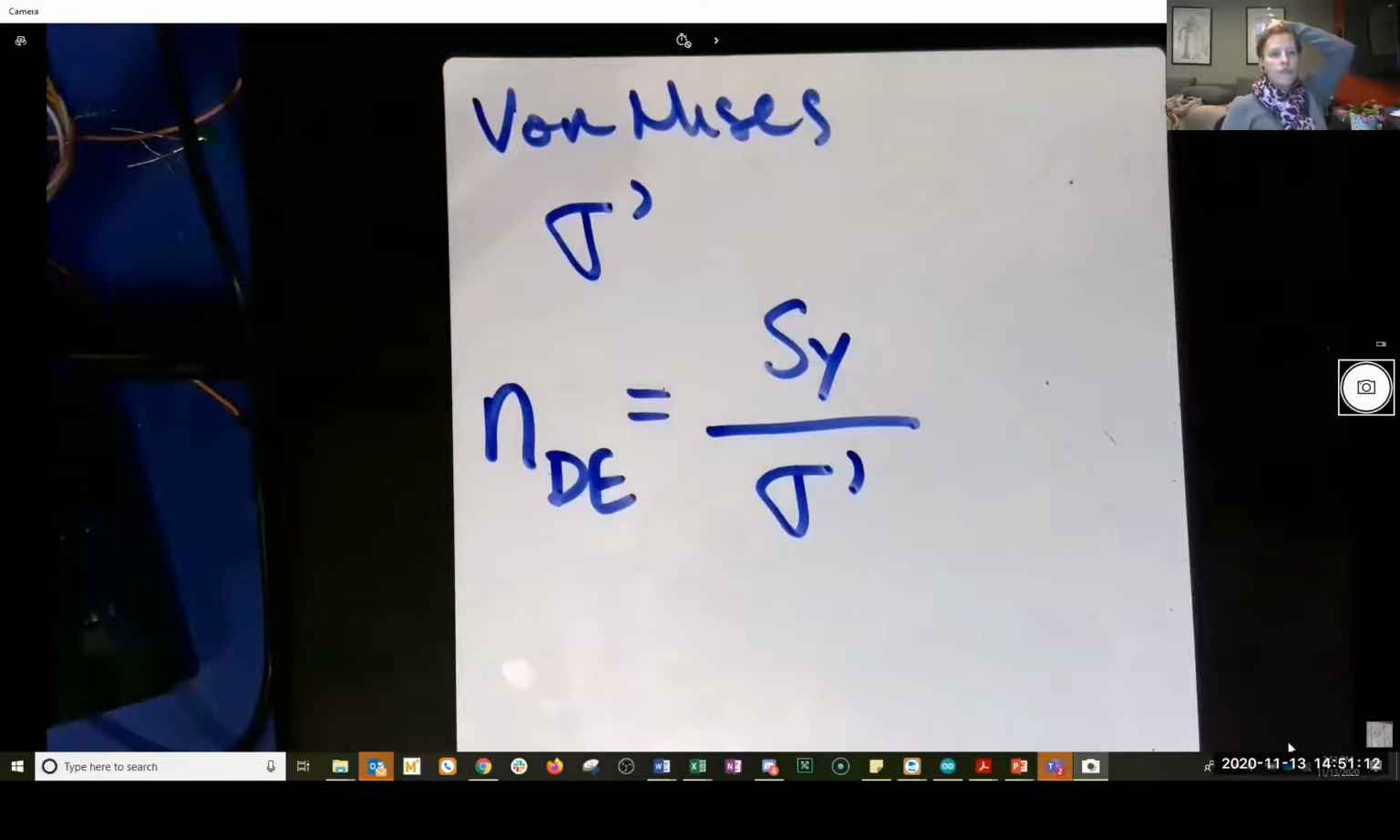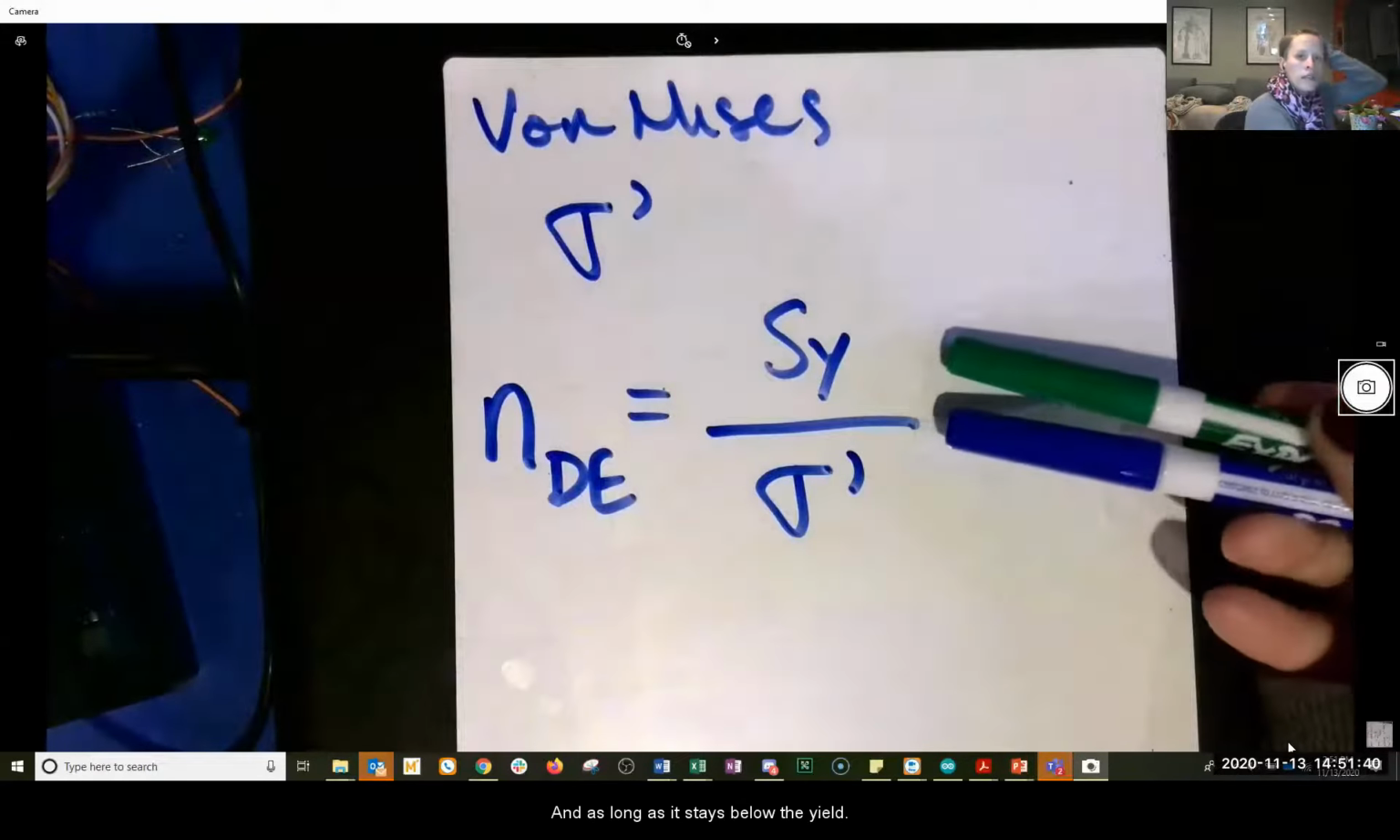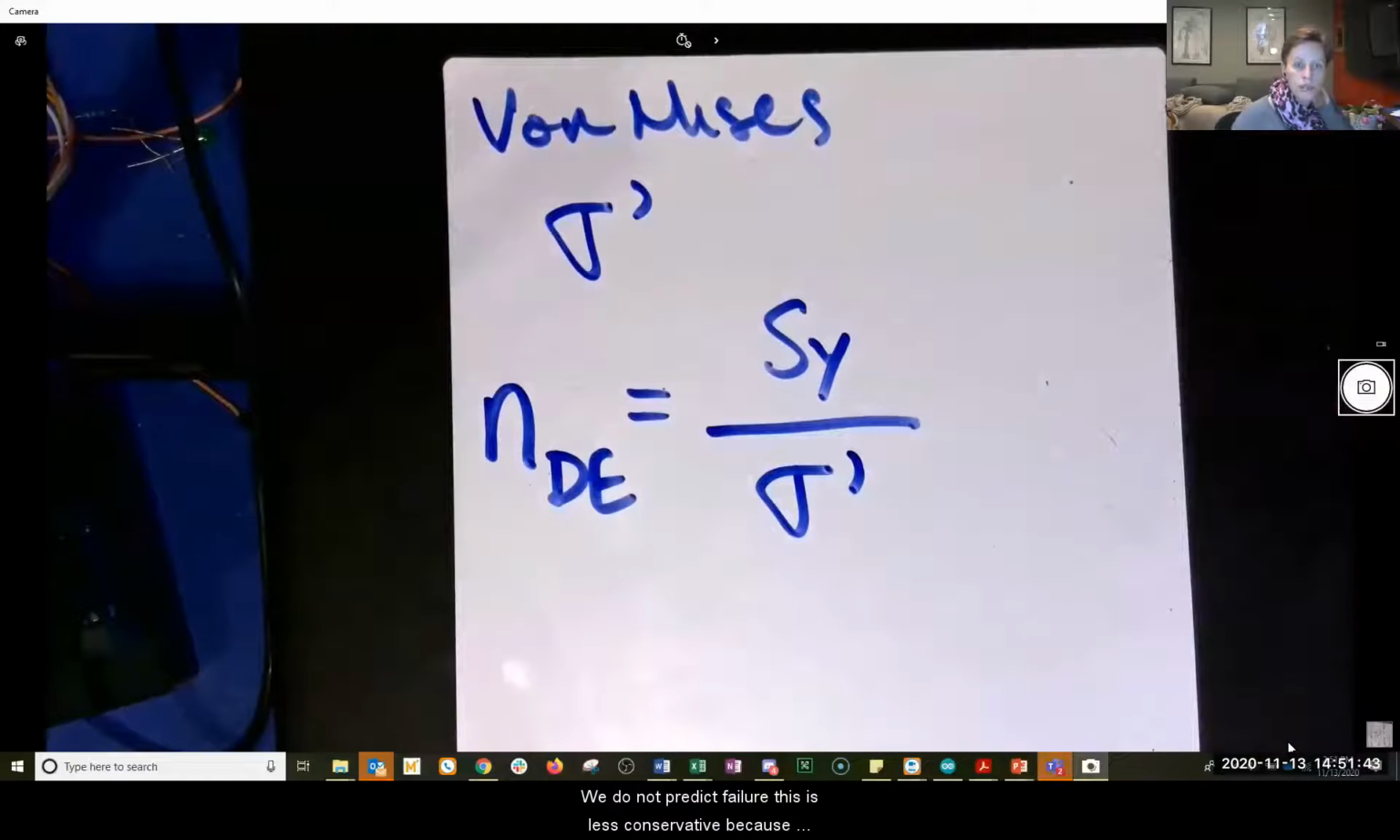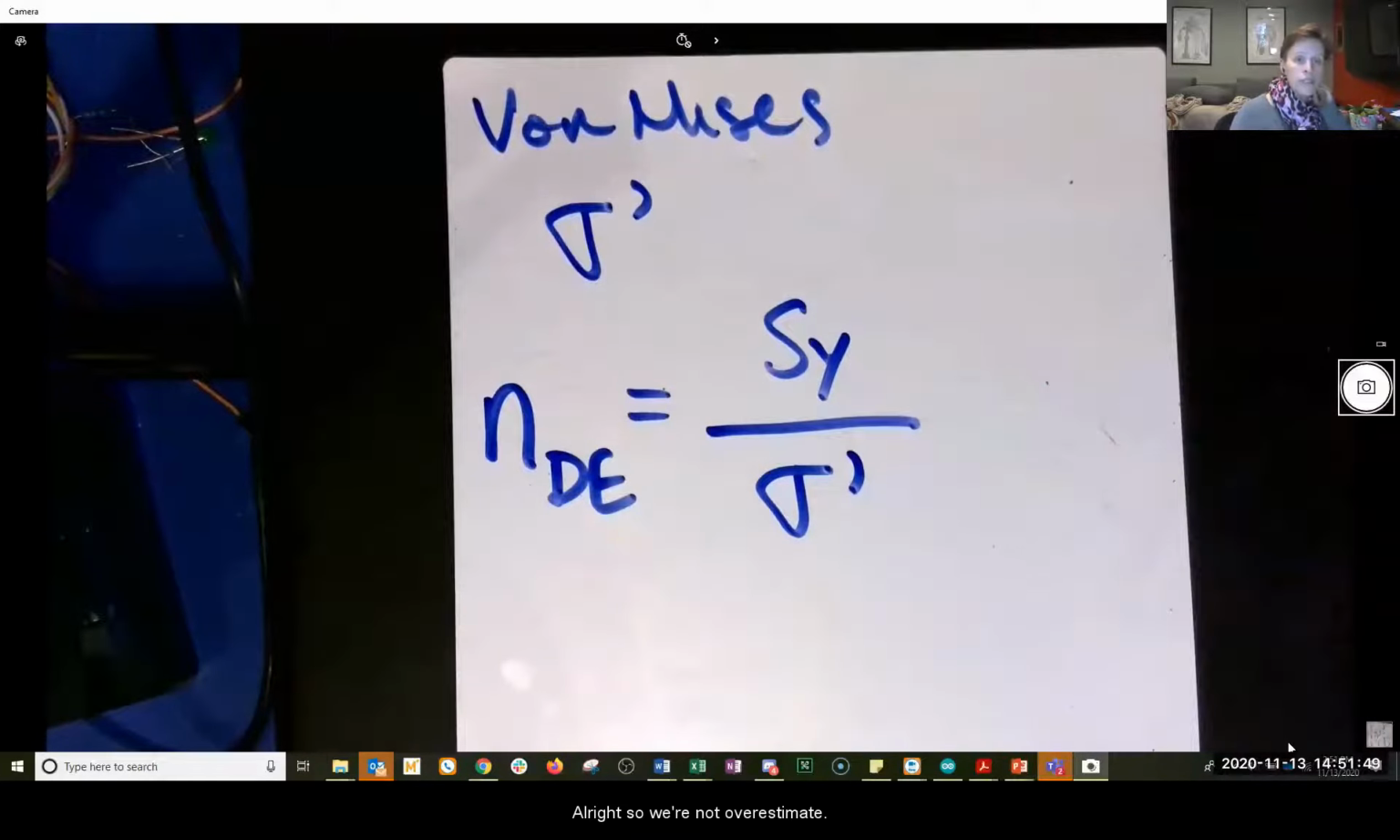Yep. That's okay. So the von Mises stress is a description of it. It comes from the strain energy in our actual element, right? It comes from how much strain energy has been stored in our element, but it is substituted and rewritten in a way so that it's a function only of the normal principal stresses. And as long as it stays below the yield strength, we do not predict failure. This is less conservative because it is closer to reality, right? So we're not overestimating the way we were with maximum shear stress.